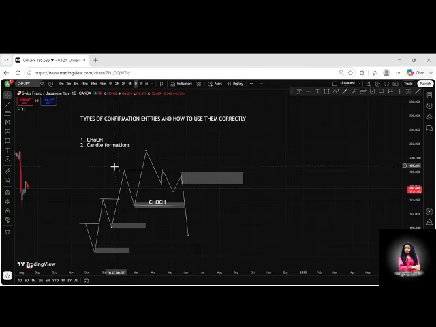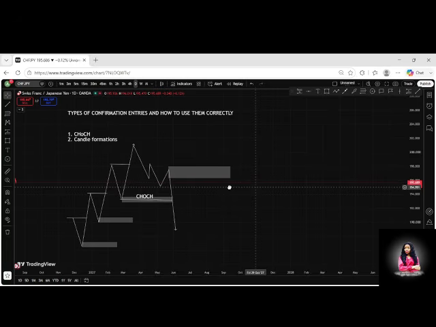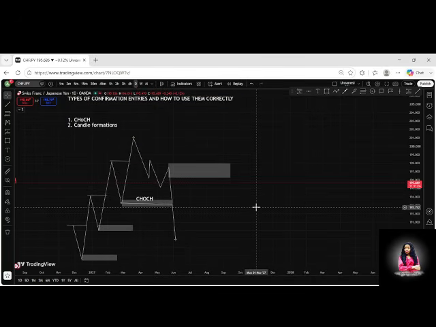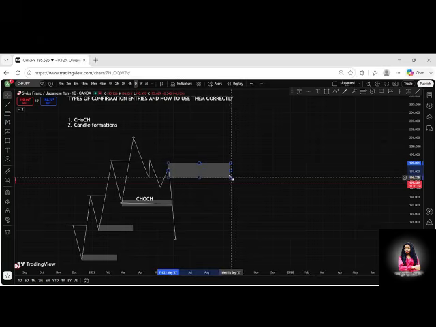Now this is the illustration. So how do we apply it as a confirmation entry? How do we apply it to become a confirmation entry when we have a setup? So let me delete all this.